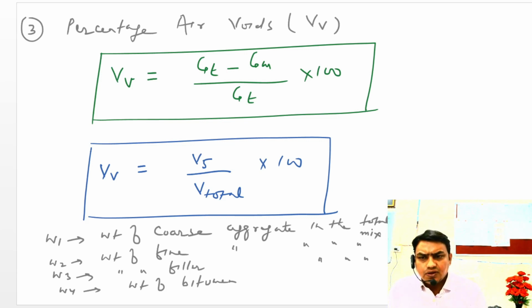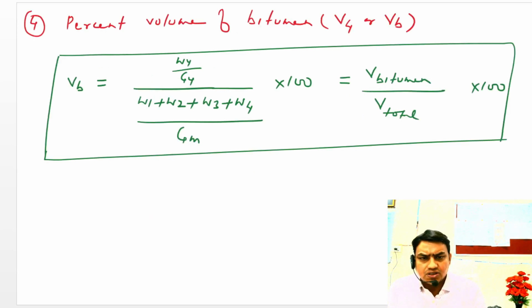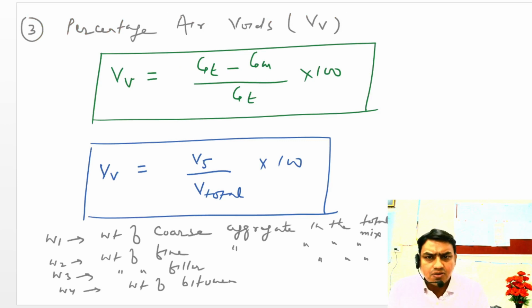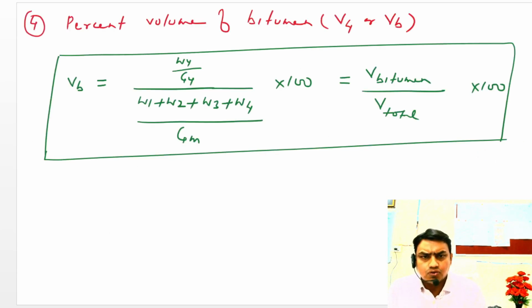Similarly, V1, V2, V3, V4, as I told you, the volume of coarse aggregate, fine aggregate, filler, bitumen, and volume of air voids. So here, V5 is the volume of air voids and V total is the total volume.